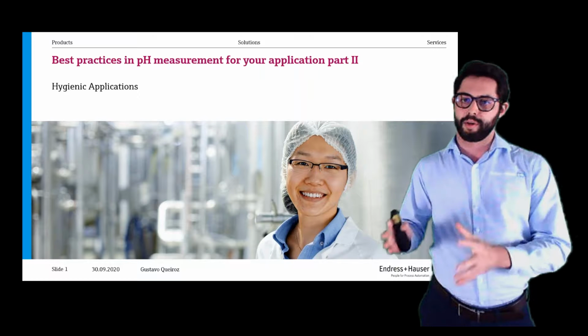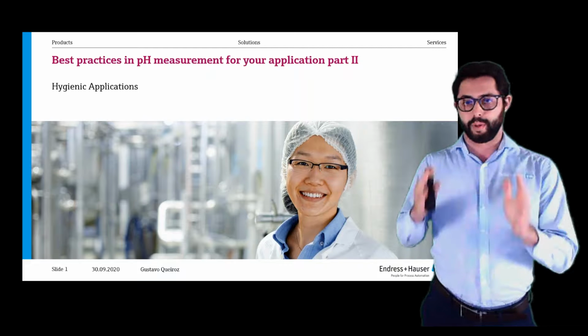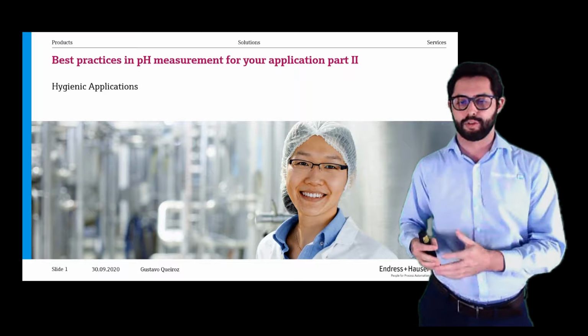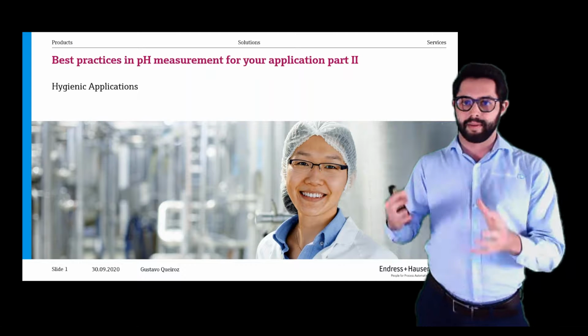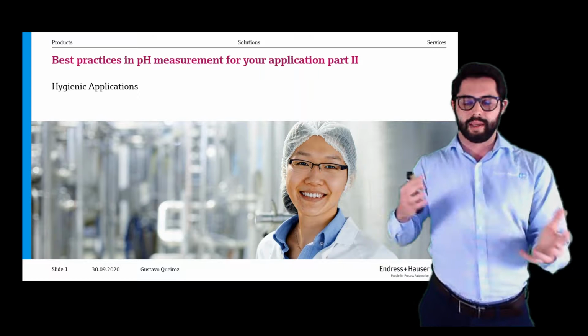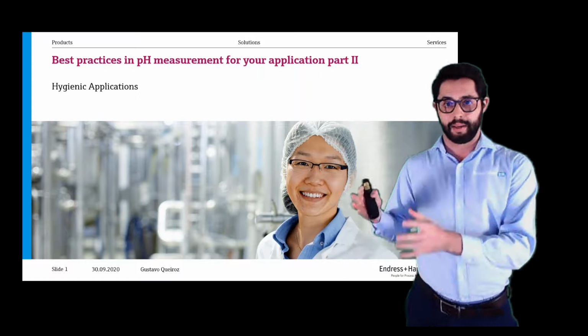For those of you who did not attend, the first part that we had last week was really focused on general applications in the water, wastewater, and mining industry. And today we're going to bring the subject over to the life science and food and beverage industry so we can understand a little bit more on how we can use pH measurement in hygienic applications.